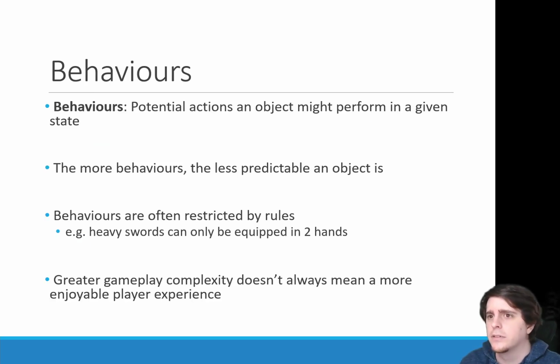Next up are behaviors. Behaviors is really what it says on the tin, right? Behaviors are the actions that an object might perform in a given state. And just like with properties, the more behaviors something has, the less predictable it becomes. And behaviors is where you start seeing those interactions with the rules of a game, right? So if I step back to my other slide, a good example of this is that heavy swords can only be equipped in two hands instead of one. Fairly simple. And so again, we can throw more and more behaviors at and between objects, and that increases the possibilities and the complexity of gameplay.